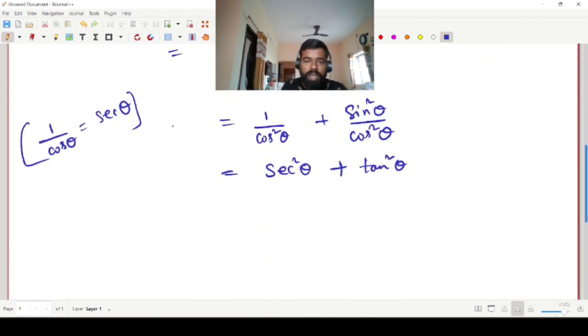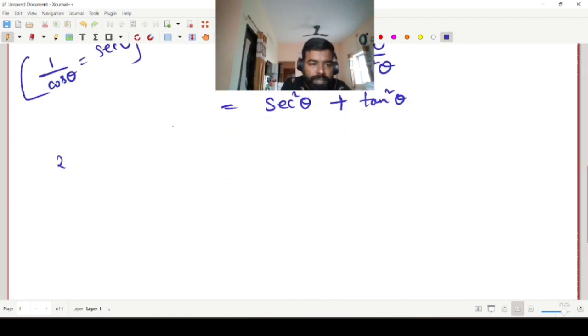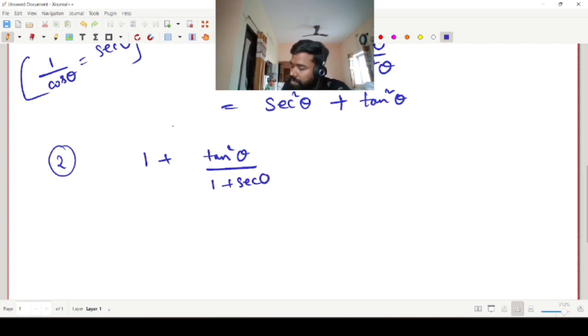Okay, so next I'll move to another sum. So that is 1 plus tan square theta by 1 plus sec theta is equal to sec theta. So again this is a proof. So it is again a simple sum, but you need to understand all the formulas thoroughly.